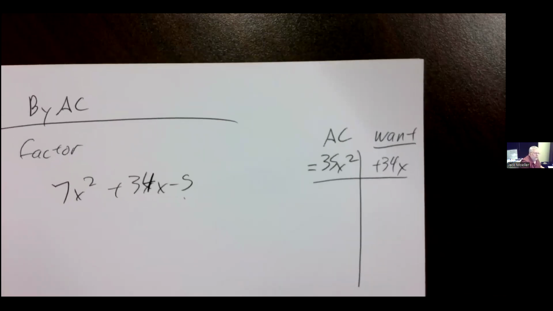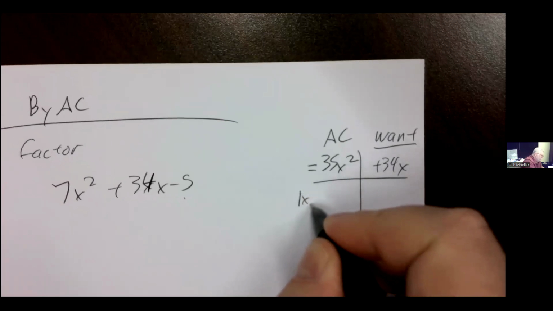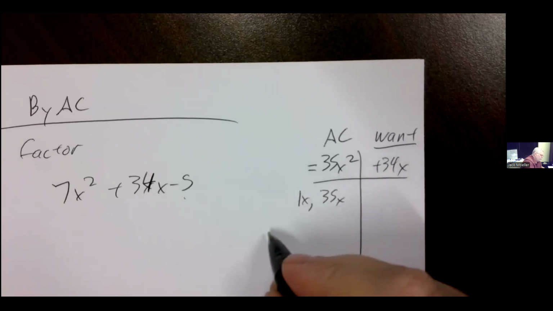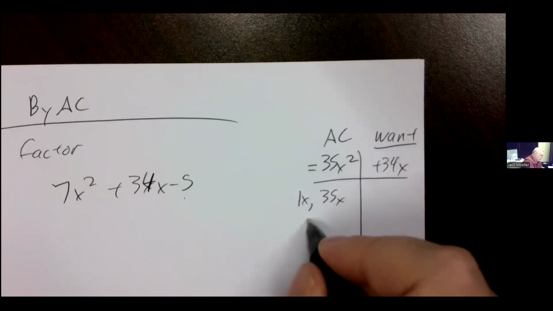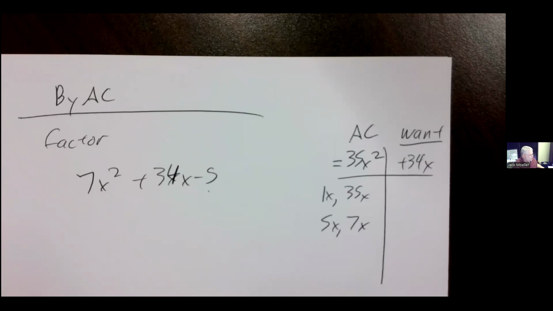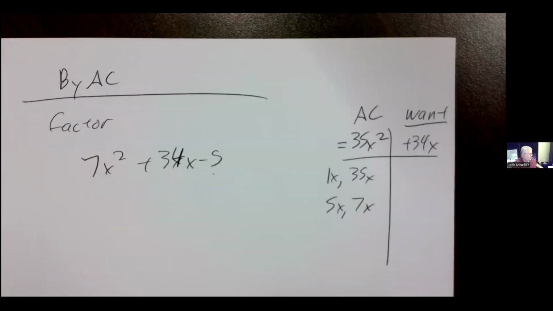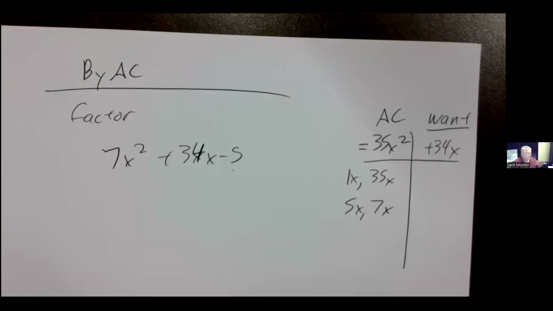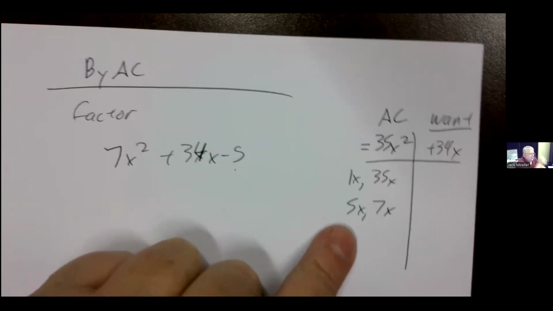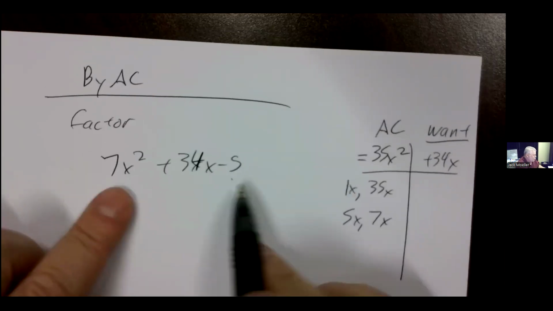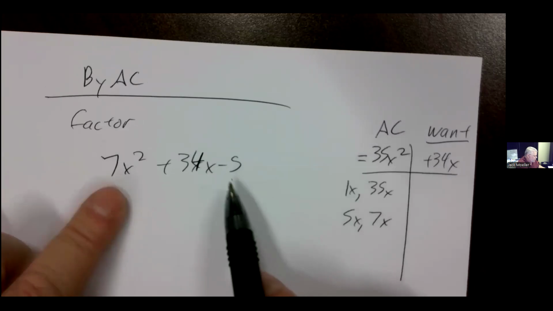So how can you factor a 35x squared? Well, 1x and 35x. 2 doesn't go into it. 3, 4, 5. So just 5x and 7x. 6 doesn't go into it. 7's already in the list. So there's only two ways to factor 35: 1 and 35, 5 and 7. Okay. That is the same base thing we've been doing. Instead of doing one specific number, we're factoring a product.